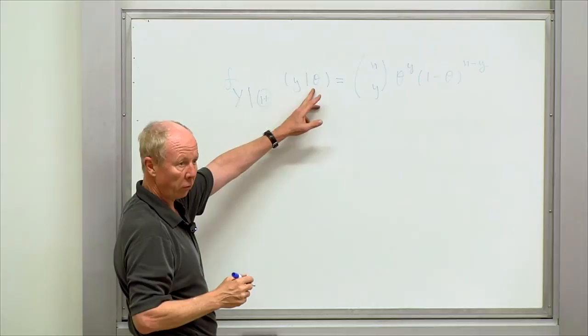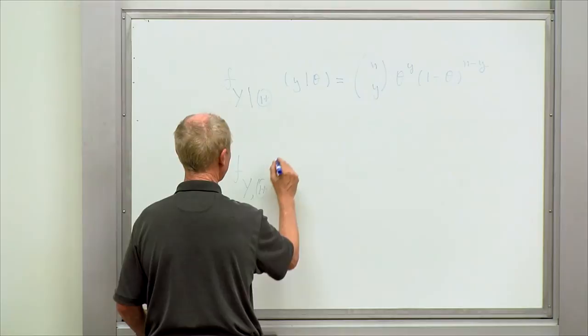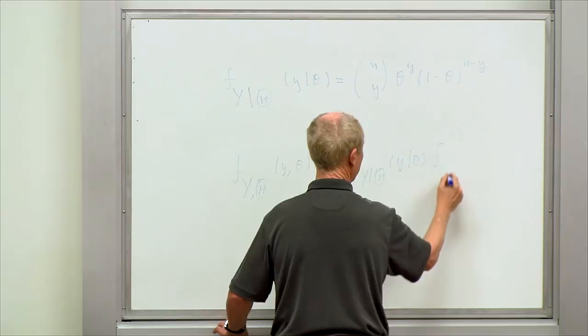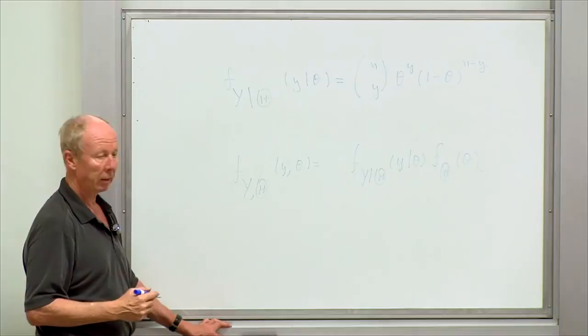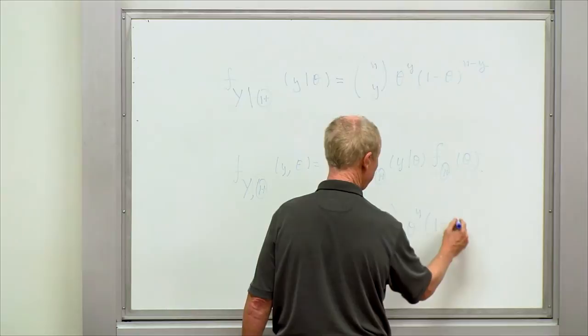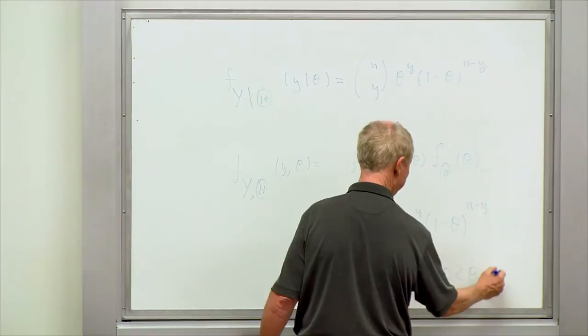What would the joint density then be for y and theta? So just as before, you get this, and this is 1. So it's just n choose y, theta to the y, 1 minus theta to the n minus y. And this is for 0 less than theta less than 1. Okay.